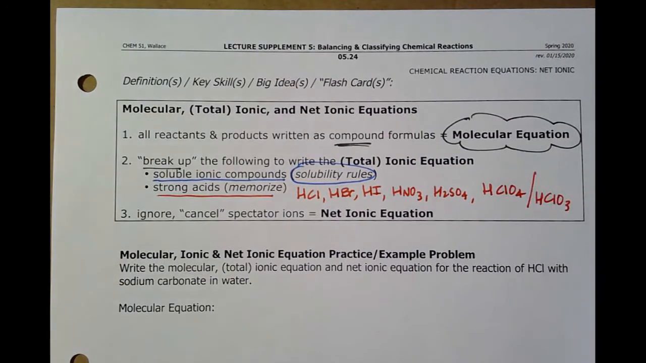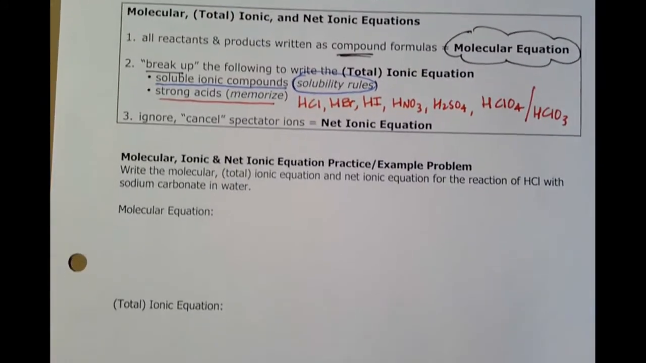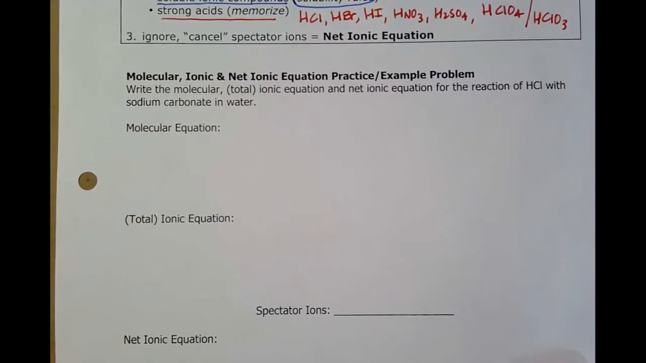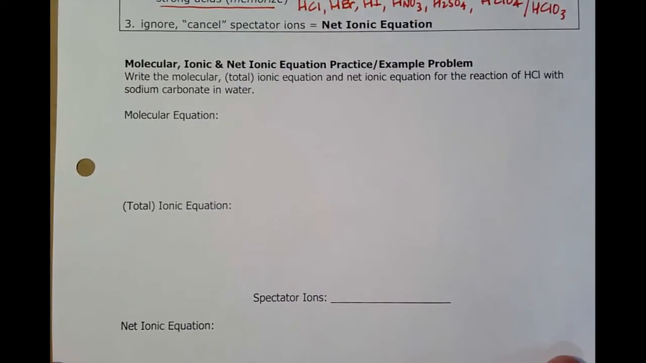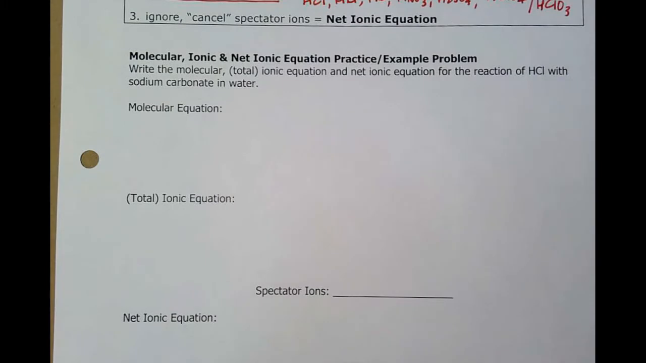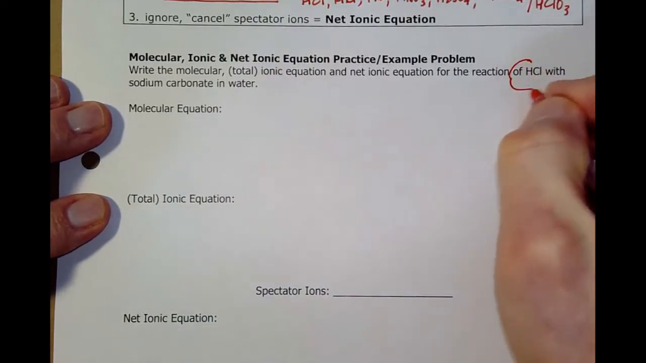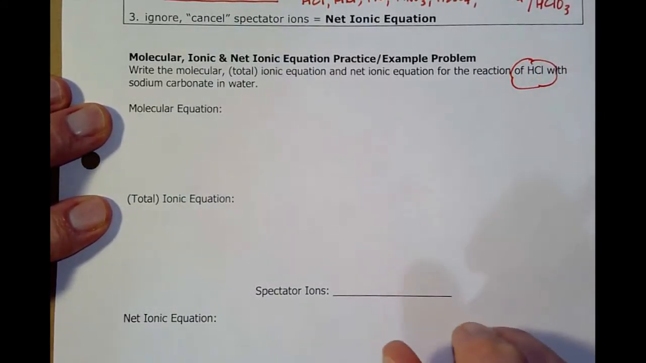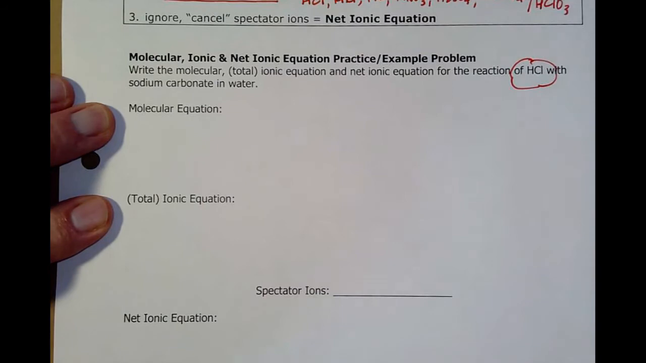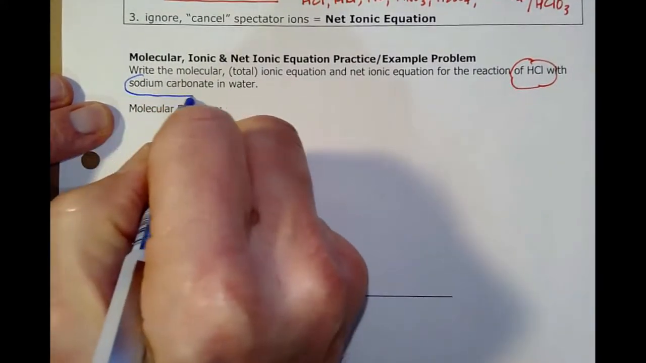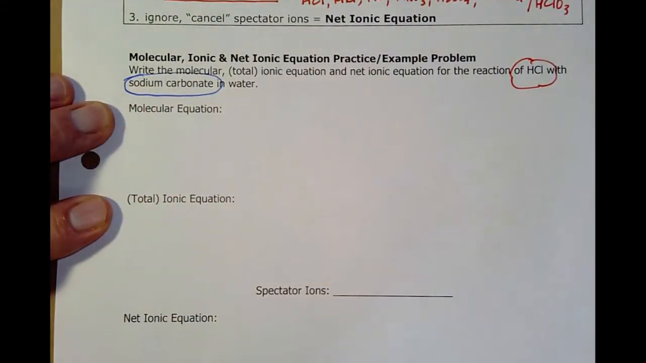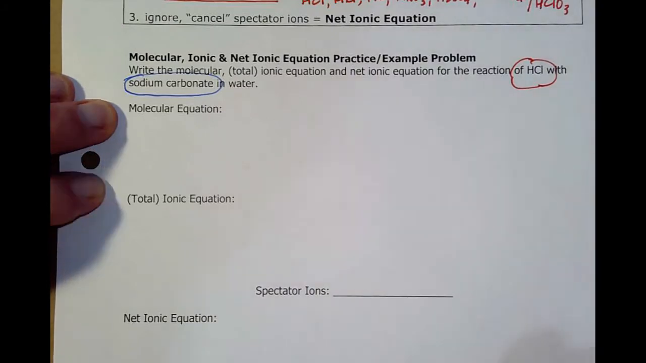Now, let's start without an equation. If we have to predict the products, balance the equation, and then write the molecular, the total ionic, and the net ionic, we can do that. So it says reaction of HCl. I recognize that as a strong acid. Sodium carbonate, I might not recognize as a base, but I'm going to write the formula because I know how to write it from chapter 3.